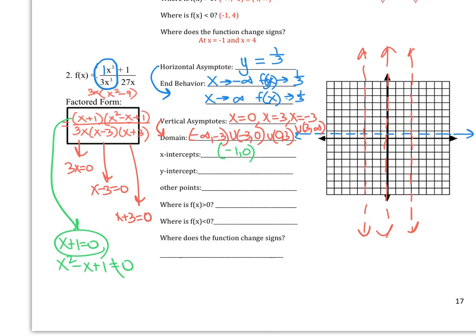Y-intercept, we plug in 0 for x, we get 1 over 0, which is undefined, so it's a none, so that means it never crosses. How do we know it doesn't cross? Because it cannot cross that vertical asymptote anyways.